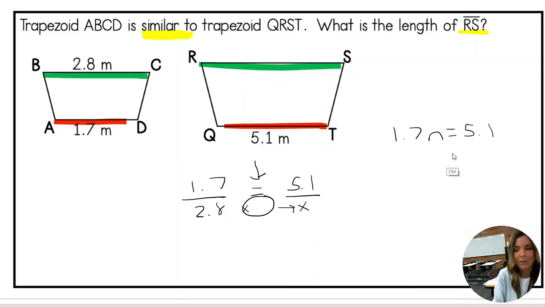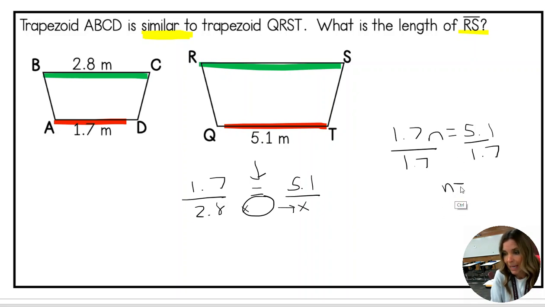Okay, so if I have an equation that's 1.7 times n, to get rid of that multiplication of 1.7, I'm going to use division, which I do on both sides. And if I take 5.1 and divide by 1.7, I get 3. That's my scale factor. So that means I'm going to take the 2.8 times 3, and that is going to give me 8.4.